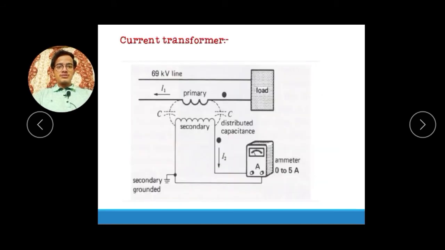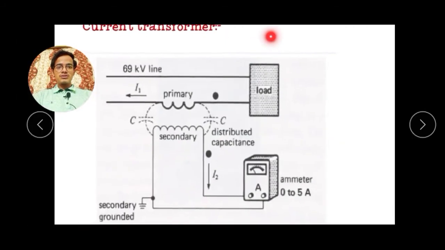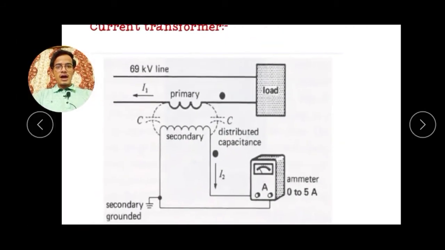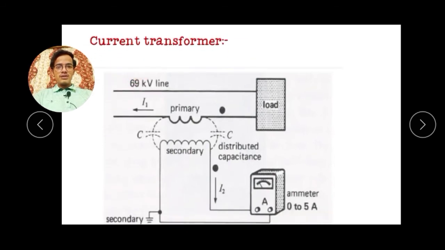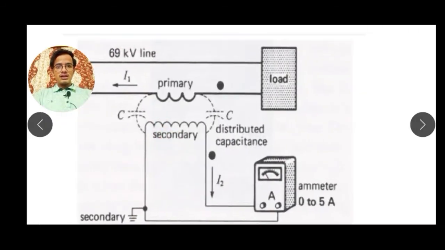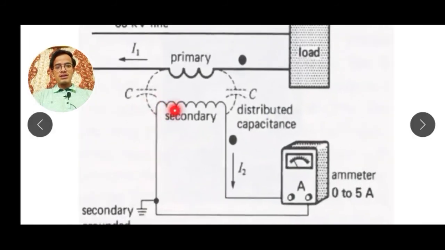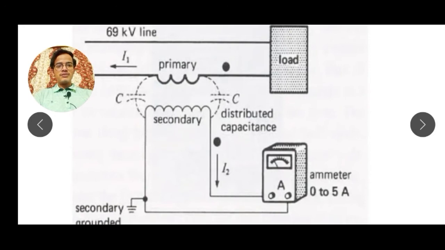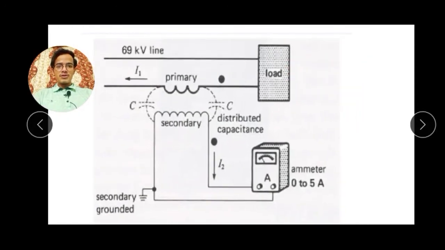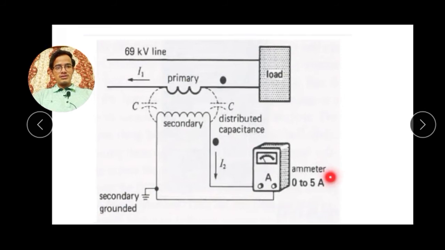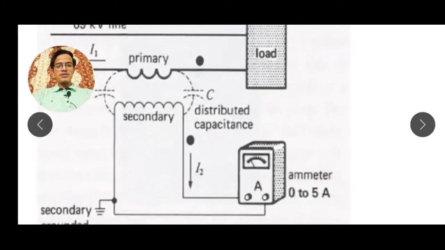Next is the current transformer. Here you can say the load is connected and here is the high voltage line. Okay, then we have connected the primary in series with the line and the secondary is shown like this. Here you can say the primary contains a low number of turns and the secondary contains a large number of turns. That means we are using a step up transformer here. The secondary of the CT is also grounded and we have connected the ammeter across the secondary. Okay, that is in the range of 0 to 5 ampere.